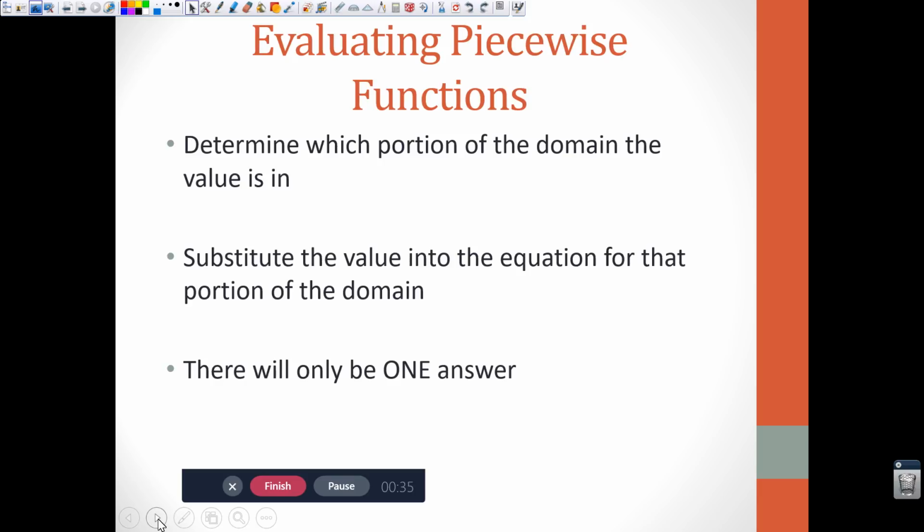Evaluating piecewise functions. Determine which portion of the domain the value is in. Substitute the value into the equation for that portion of the domain. There will only be one answer.